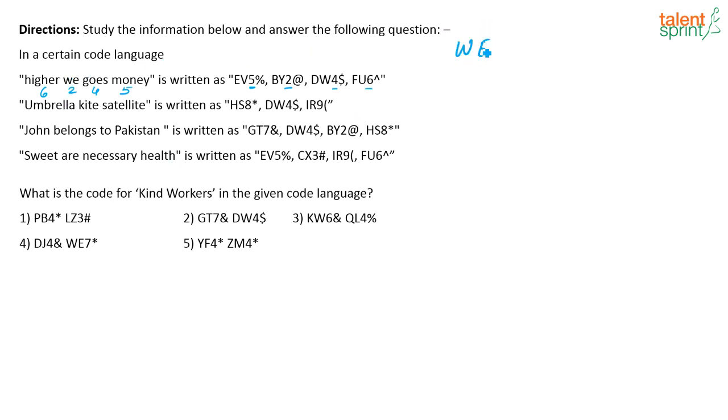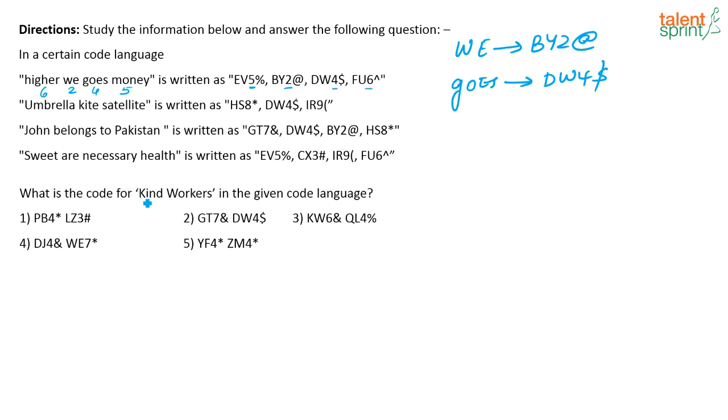So what do I understand here? "We" is represented as 2 at the rate, correct? Similarly, I can say "goes" is represented as DW4 dollar. Okay, that is the first thing. Now, using this alone, let us see if you are able to get the answer.